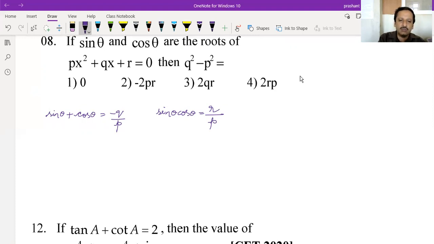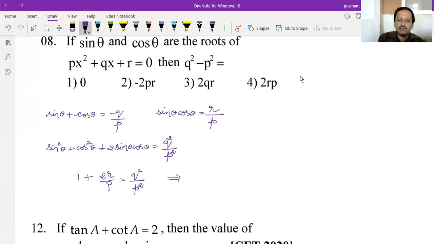Square this equation. Squaring this, I'm going to get sine square theta plus cos square theta plus 2 sine theta cos theta, that's equal to q square divided by p square. Now sine square theta plus cos square theta is 1, plus 2 into sine theta cos theta. From this equation we can write sine theta cos theta as r by p, so this will become 2r by p, that's equal to q square divided by p square.